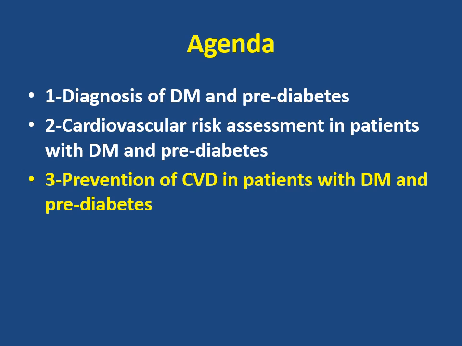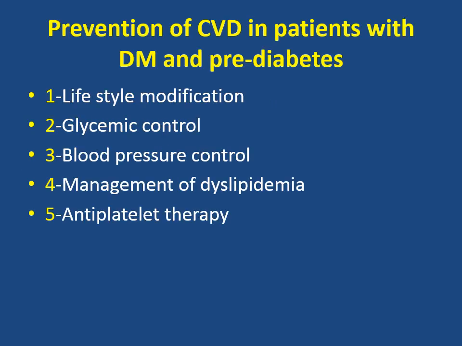The third point is prevention of cardiovascular diseases in patients with diabetes and pre-diabetes. To prevent cardiovascular disease in patients with diabetes or pre-diabetes, we should go through 5 main lines. The first line is lifestyle modification. The second line is glycemic control. The third line is blood pressure control. The fourth line is management of dyslipidemia. And finally, antiplatelet therapy.